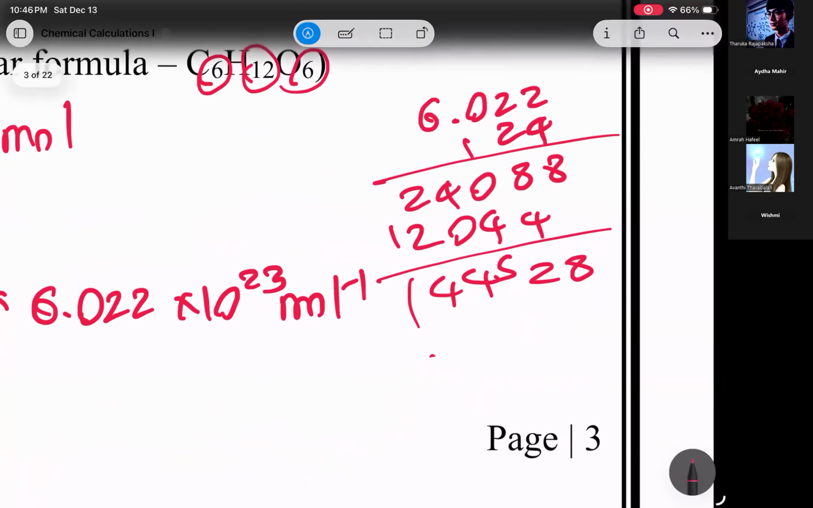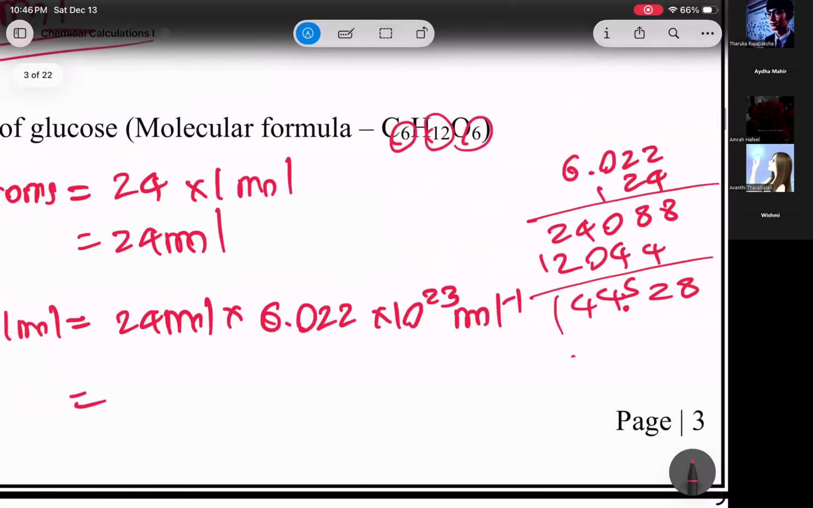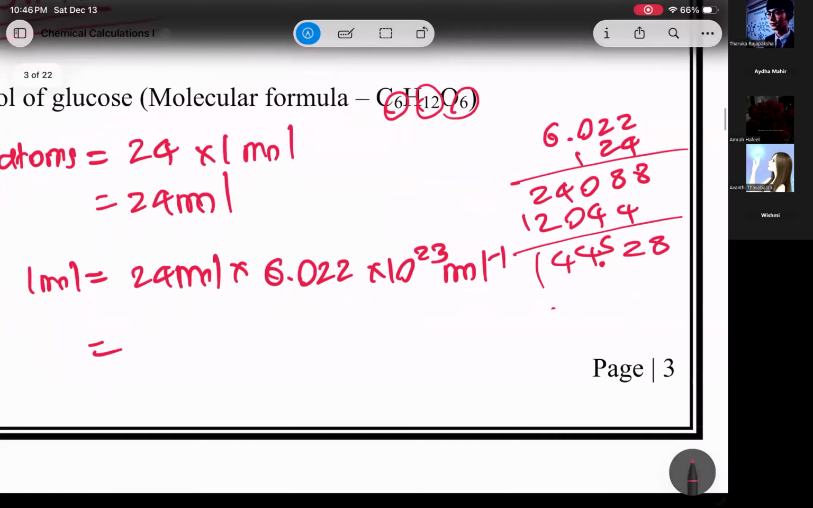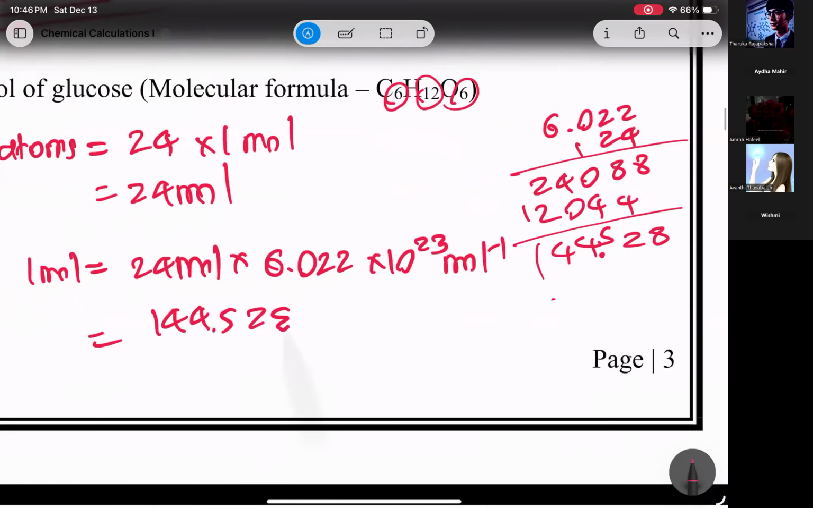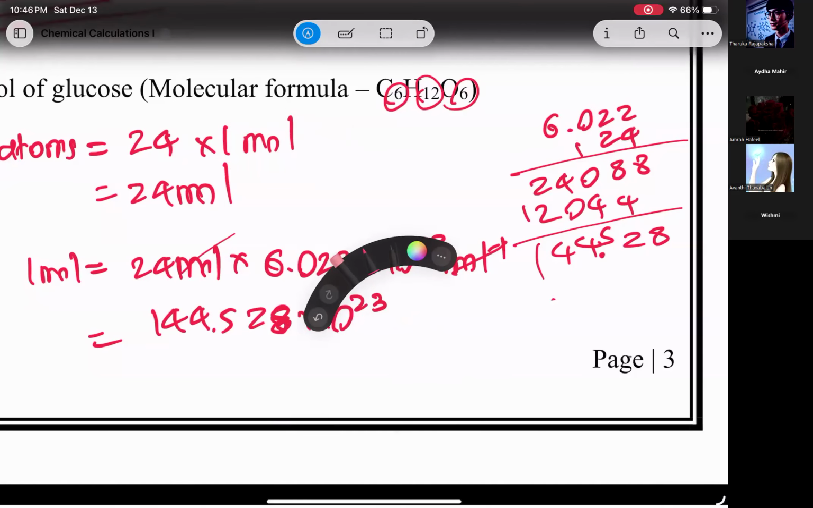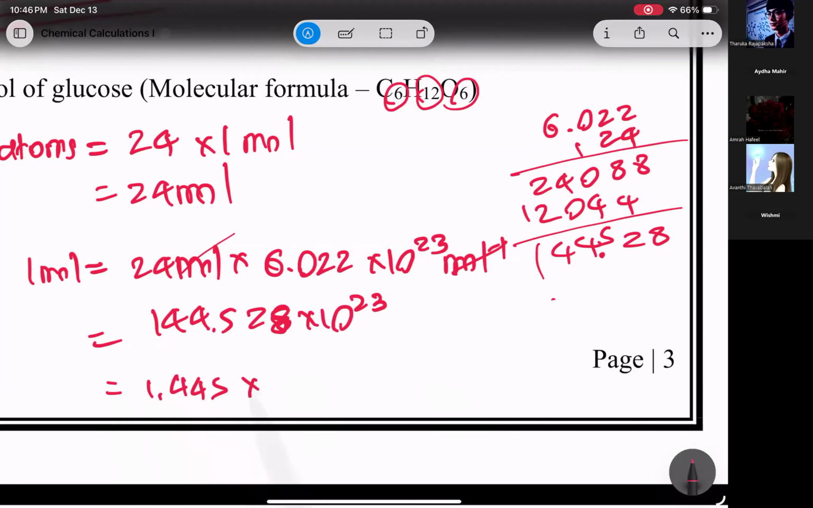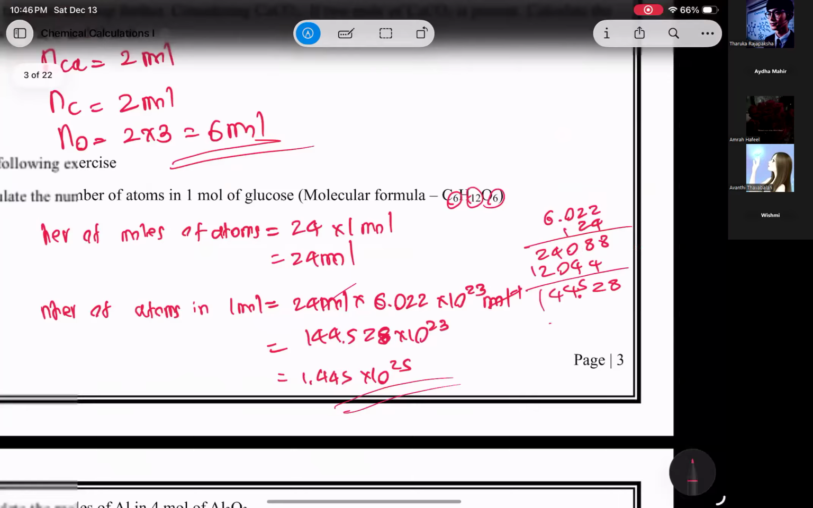That's how you do it. In Sri Lanka, that's how we do it at A levels. 144.528 times 10 to the power 23 per mole, and mole cancels off, you can see that. So the number of molecules doesn't have a unit. So 1.445 times 10 to the power 25. That's it, easy.